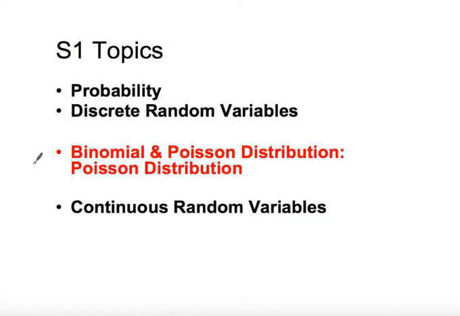So where are we in the S1 syllabus? We've covered the area of probability. We've looked at discrete random variables. Now we're exploring the binomial and Poisson distributions, in particular today focusing on the Poisson distribution.